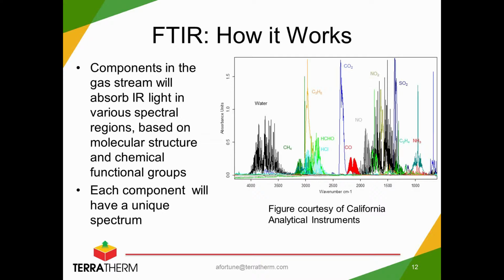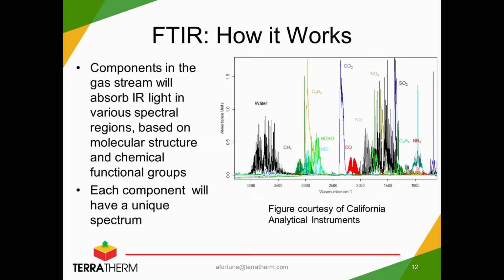So you can see the black lines are representing water. You can see that water absorbs in the 4,000 to 3,500 wave number region, as well as maybe 2,000 to about 1,250. A lot of these components overlap and there are potential interferences, but the key is if you can find a region that is not impacted by whatever components are in your vapor stream as interferences, then that can be used successfully for quantitation.